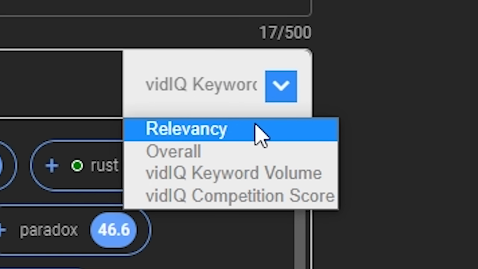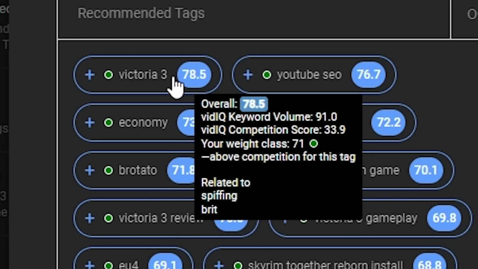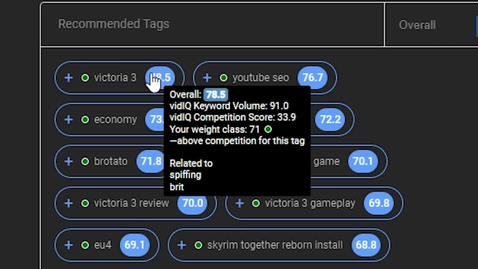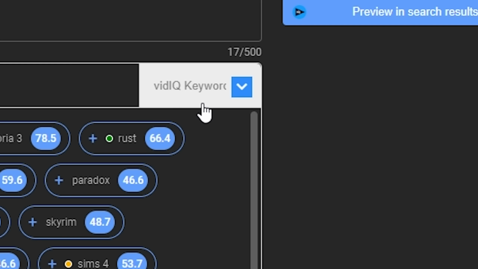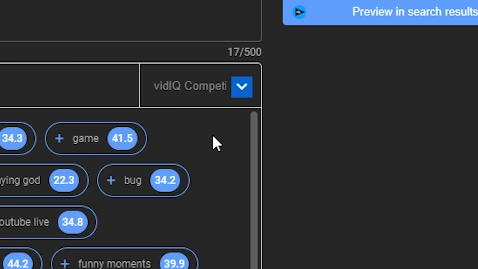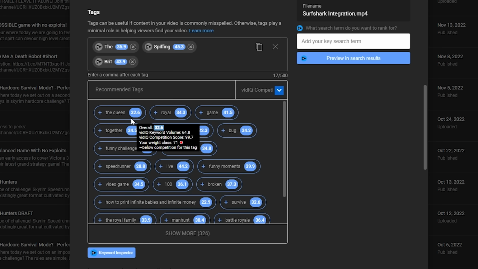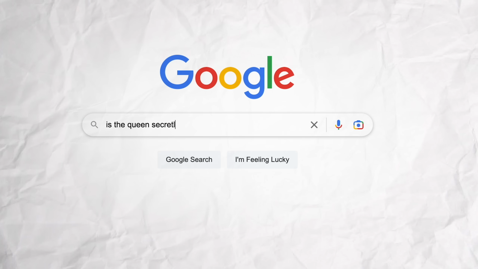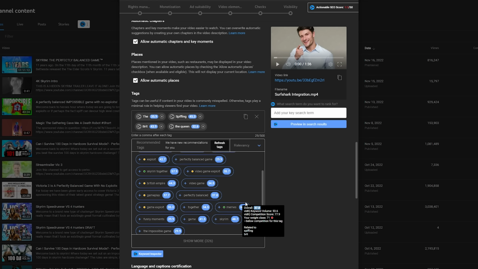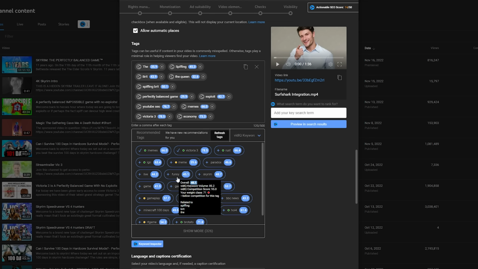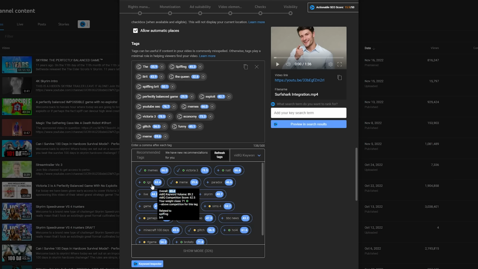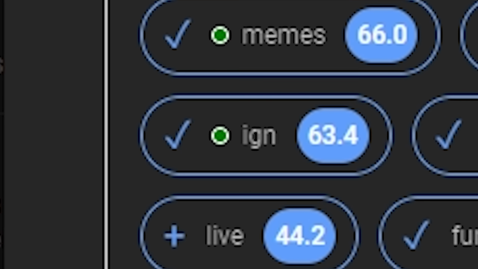So we're going to be using a mix of tags that are very relevant to my channel, tags that have the overall highest VidIQ weight class, basically meaning that my audience is searching for them a lot and that their search rate on YouTube is very high. Then also tags that just have a really high search rate and tags that have really high competition. Like for example, the Queen, because there's a lot of people Googling the Queen for some reason. I mean, fine, we'll include it, why not? So we're going to dump in some relevant tags like Spiffing Brit and perfectly balanced game and exploit. Then we're going to need to get some high volume searches, like say glitch, funny, and why not throw in IGN for good measure, because I'm sure they'll make an article about this, you money-sucking bastards.